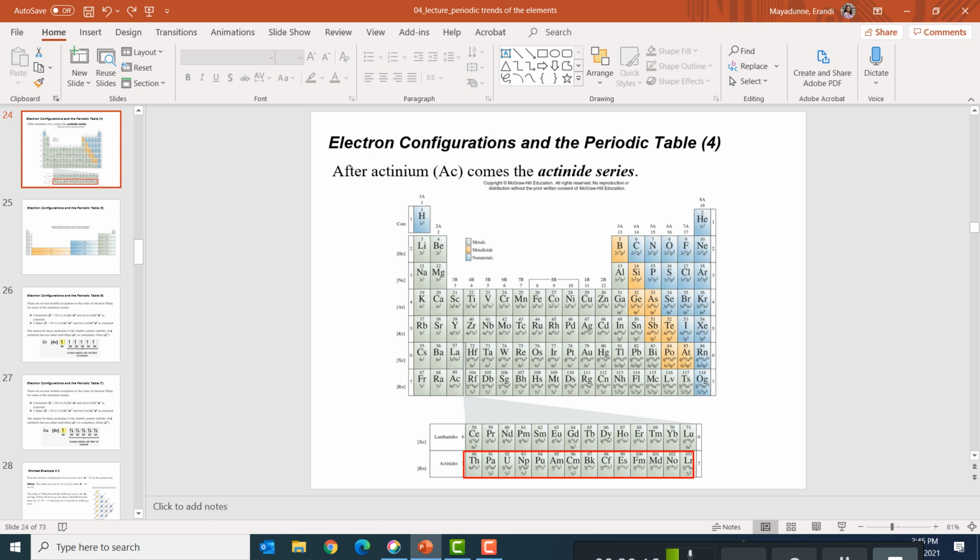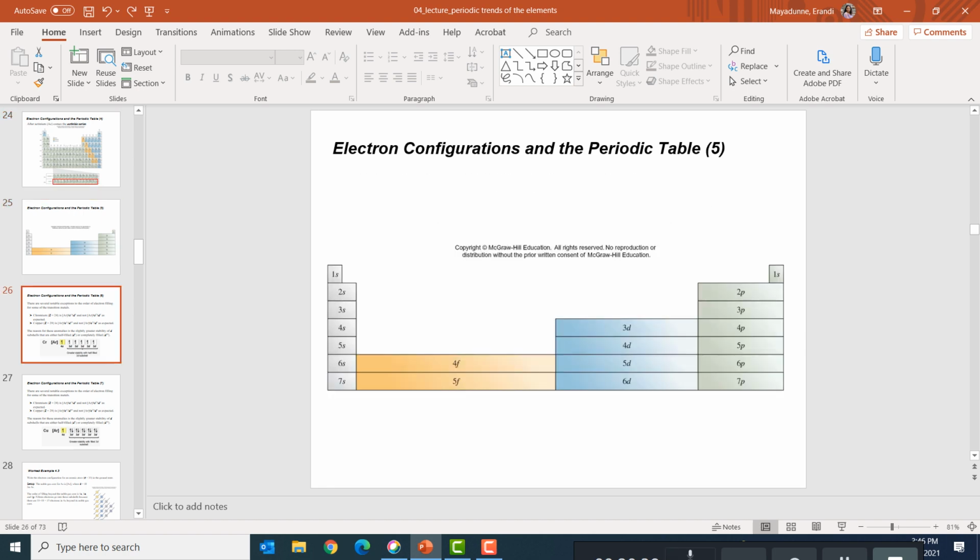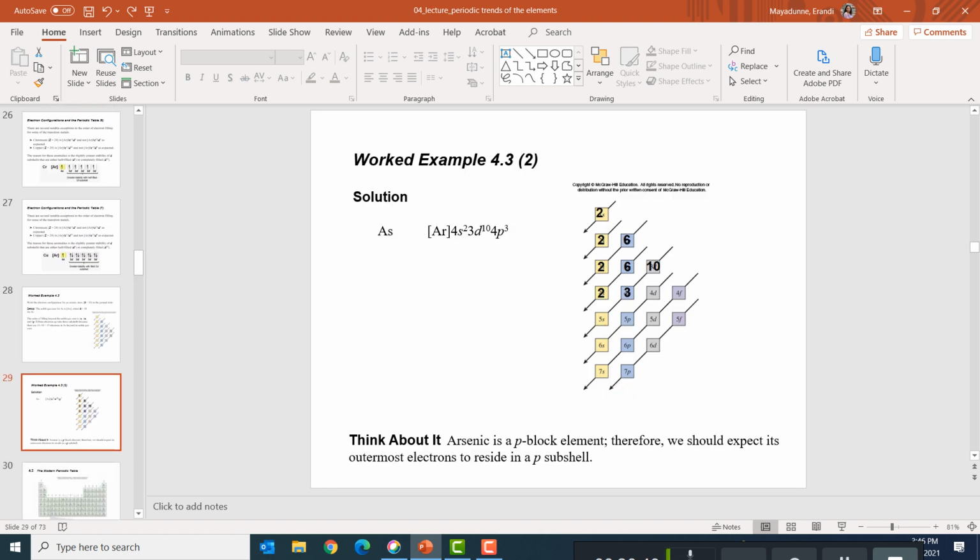You can write the longer way: 1s2, 2s2, 2p6, 3s2, 3p6, 4s2, 3d10. It doesn't matter, but the short way is easier. If you look at the periodic table, find the closest previous noble gas, and then write the electron configuration. That is one way of writing the electron configuration.